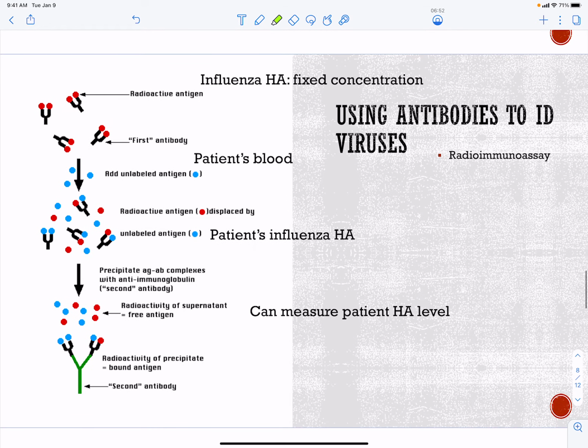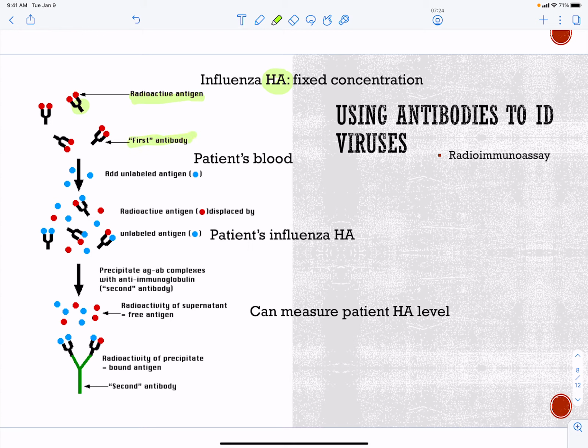Now another is a radioassay, a radioimmune assay. What's happening here is you're going to have a radioactive antigen. So basically you can add influenza hemagglutinin antigen at a fixed concentration, like 10 particles. They're only showing 8 here, so 8 particles. And so you have your antibody that is specific for your radioactive antigen, and this is called the first antibody.